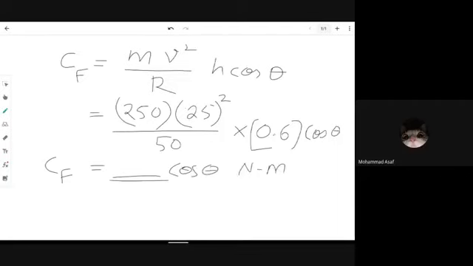You have to write the unit. I keep saying this, but you don't do it; I just say it in my own way. The centrifugal couple numerical value in terms of cos theta will be obtained, and the unit is newton meter.